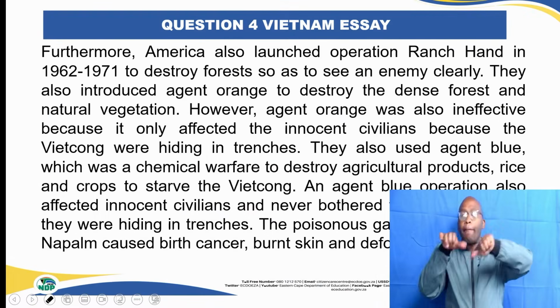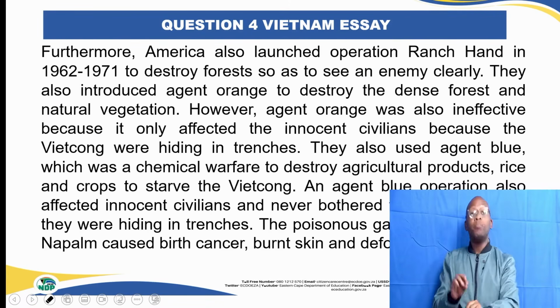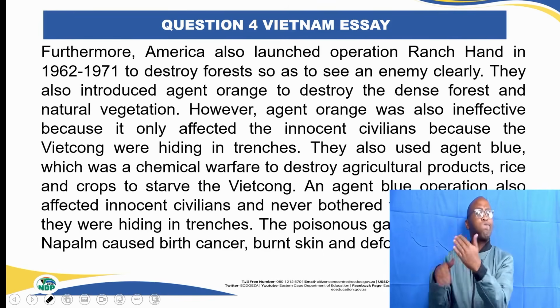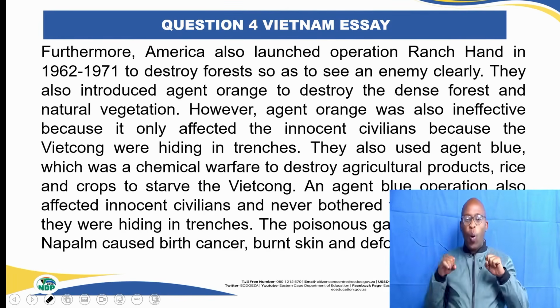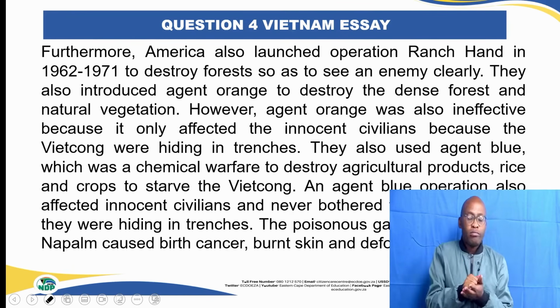Then let's go now to the other strategy that was introduced by the United States of America, which was Operation Ranch Hand. Operation Ranch Hand was the usage of chemicals where they wanted to destroy the forests so that they would be able to see the Viet Congs clearly. They introduced Agent Orange, which aimed at destroying the forests and the leaves so that they could see the Viet Congs and use their technological weapons and conventional war tactics on them.